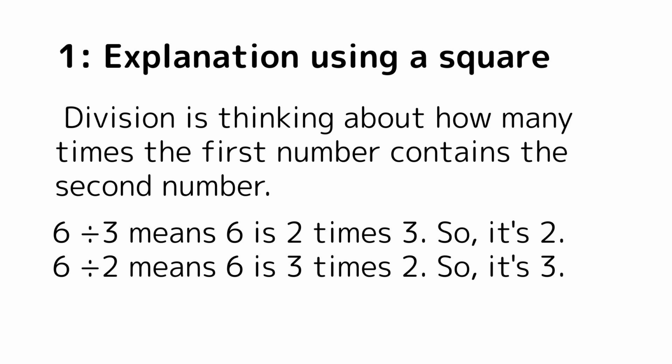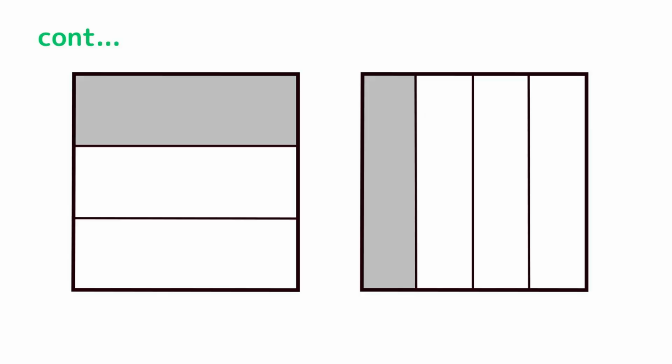Let's think about how many times 1/3 contains 1/4. It looks difficult, but it's easy to understand if we use squares. Please look at this figure. Divide the square into 3 equal horizontal parts. One of them represents 1/3. It's the shaded part. Divide a square of the same size into 4 equal vertical parts. One of them represents 1/4.